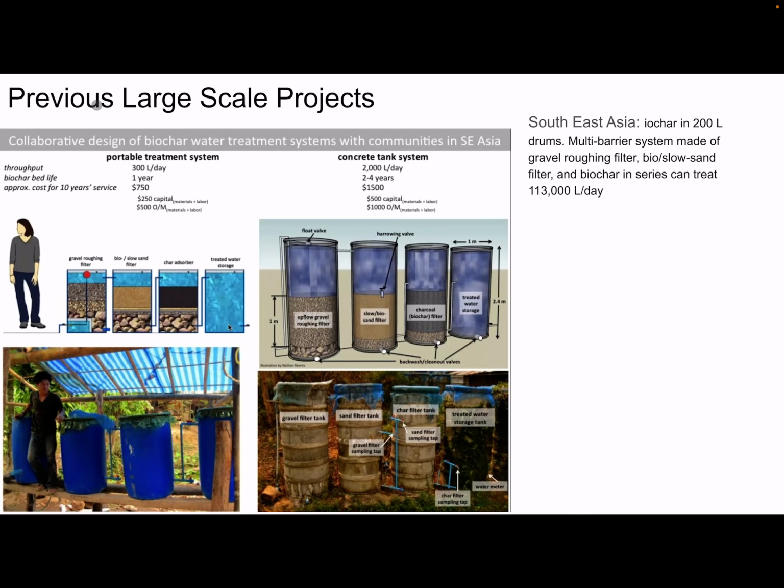So now I'm going to talk about previous large-scale projects that were mentioned in the paper, and these images I just Googled and found. So this one is really interesting. This is, I think, the most similar to what we're doing right now, and this was in Southeast Asia, where they basically prepared biochar in 200-liter drums. And it can treat about 113,000 liters of water per day. So you can see they have these multi-barrel systems, which is pretty interesting. And I would be interested in seeing how this system would compare to more of like a column filter where everything is in a single column.